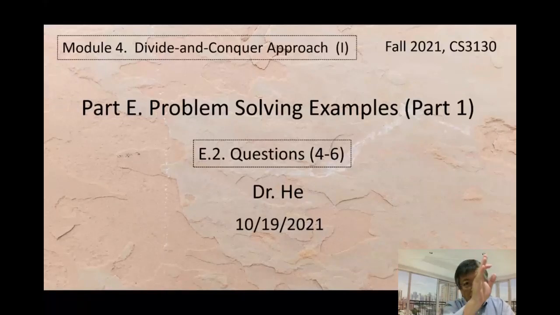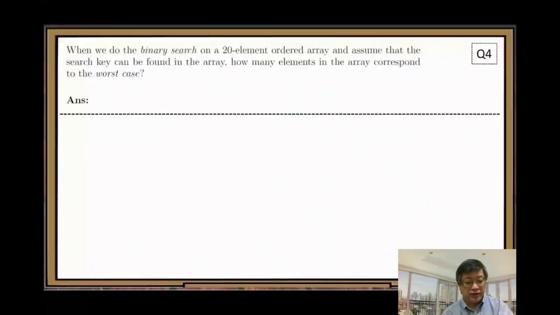Questions number 4 through number 6. Another 3 questions. Number 4: when we do the binary search on a 20-element ordered array and assume that the search key can be found in the array, how many elements in the array correspond to the worst case? Yes, worst case. Here, the question is slightly different.